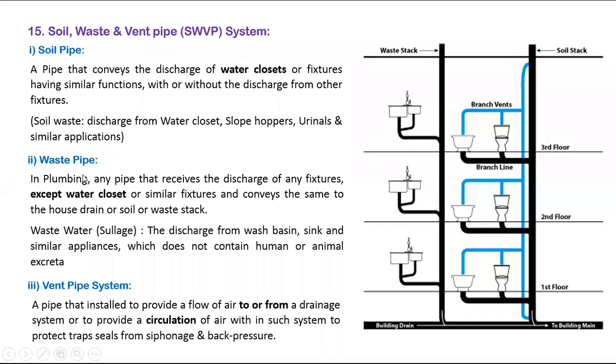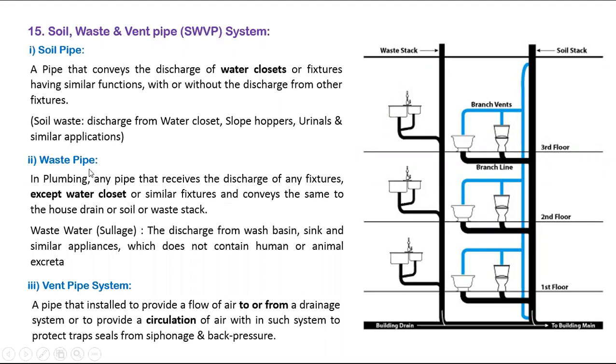Waste pipe. In plumbing, a waste pipe is any pipe that receives the discharge of any fixtures except water closets or similar functions, and conveys the same to the house drain or soil or waste tank.